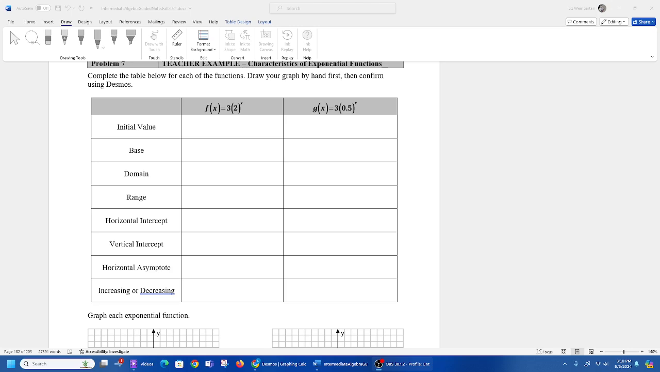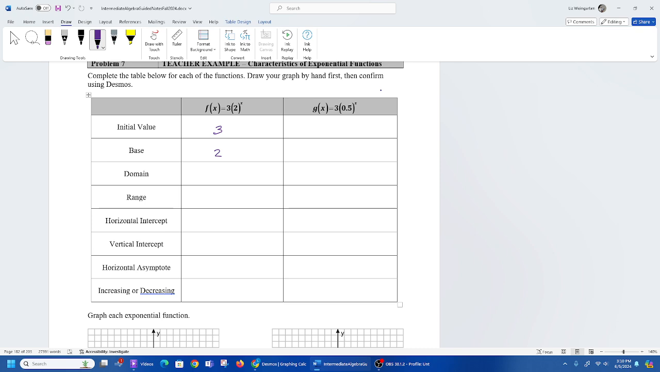Now we're going to look a little bit more closely at the characteristics of exponential functions. We've done a little bit of this before, so some will be review. So what we're going to look at here is what is the initial value of this function. The initial value is the a value, or 3. The base is what's being taken to the exponential power, 2.